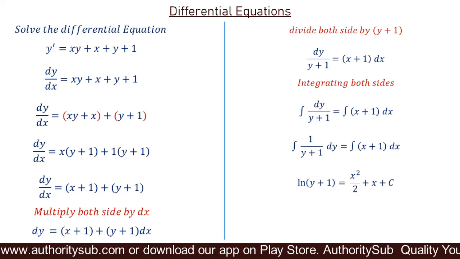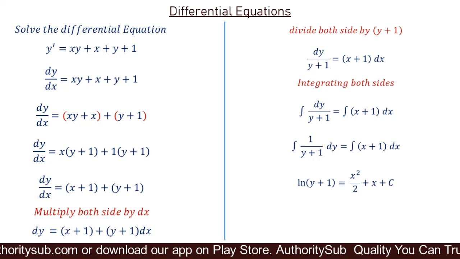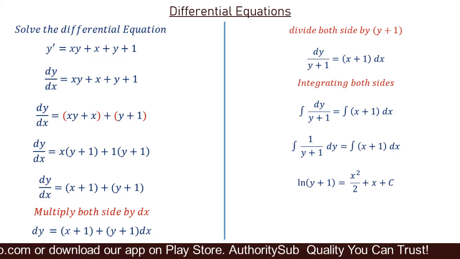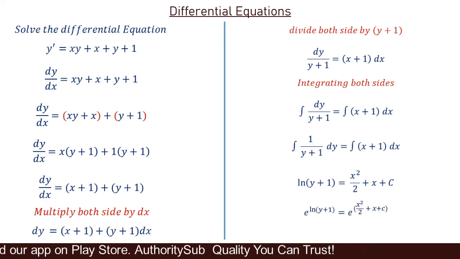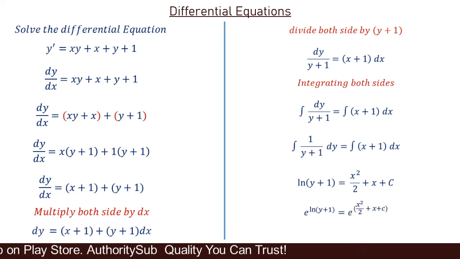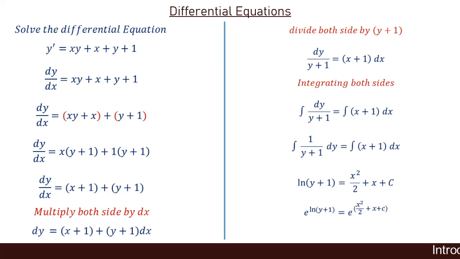So what do we do here now? We take the exponent of both sides, or we simply say we exponentiate. Okay, so that is to say we are going to say e raised to the power of ln(y plus 1). Okay, so this e raised to the power of ln, we are taking the exponent, right? So it's going to cancel. We are going to have y plus 1 remaining there. Now equal to the other side, we have e raised to the power of x squared all over 2 plus x plus c. Are we together?